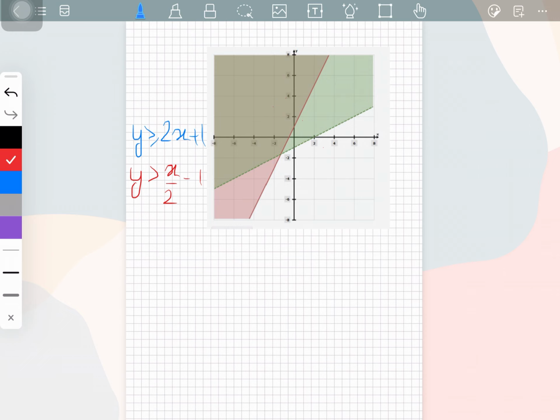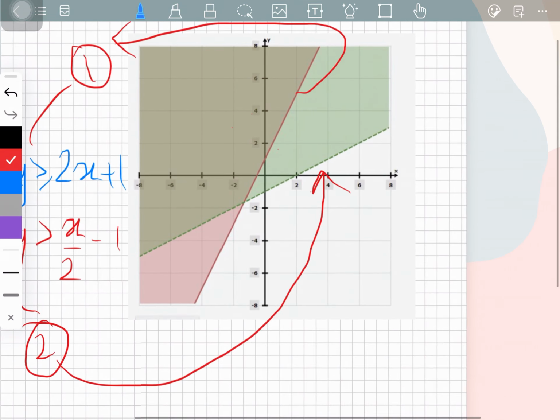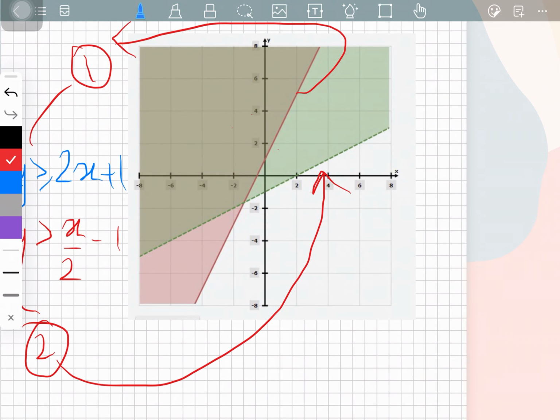So let's say this is inequality first and this is inequality second. This is the graph of inequality first, and this is the graph of inequality second. You see a difference. What difference? There's a difference in dotted lines, or let's say lines. For the second one there's a dotted line, and for the first one there is a straight line.